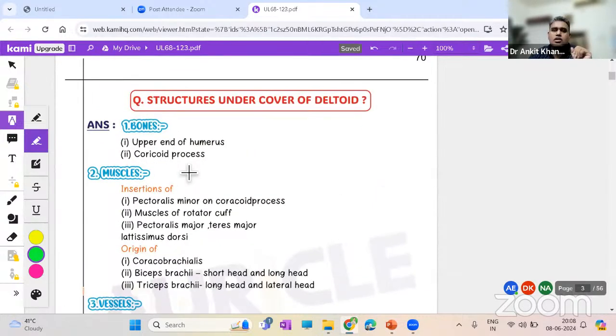Structures under cover of deltoid. Whatever structure you can understand, because deltoid is just beneath the skin and superficial fascia, all the rest of the muscles, joints, ligaments and bones are under the cover of deltoid. So you can see the bones, the humerus and coracoid, forming the shoulder joint.